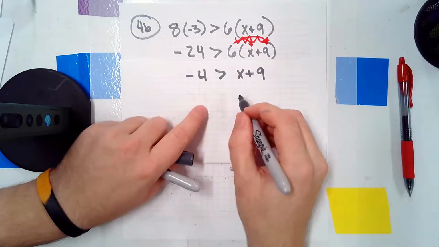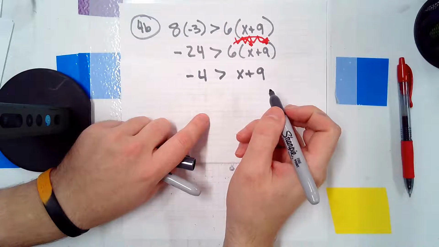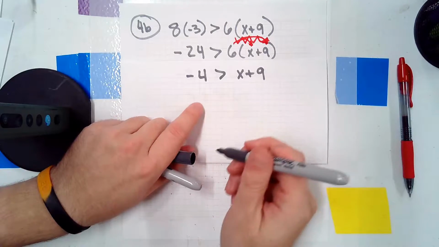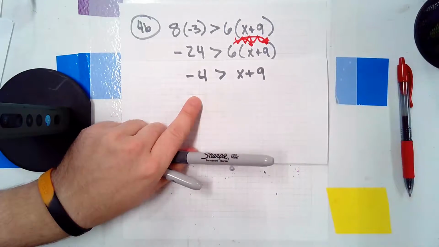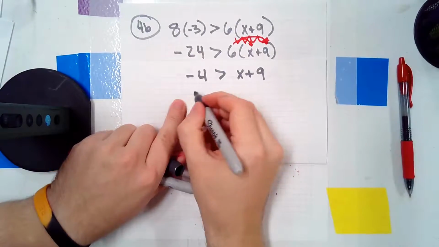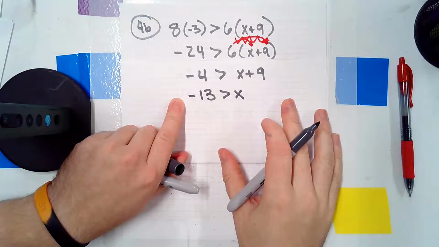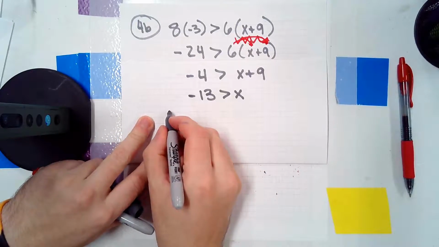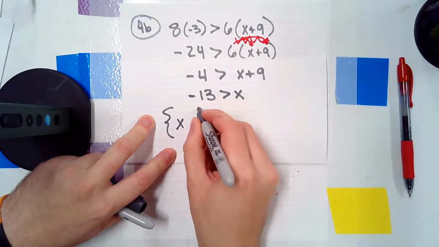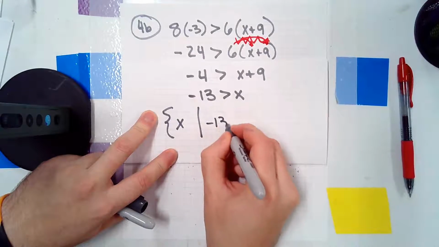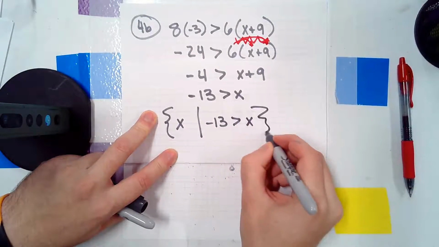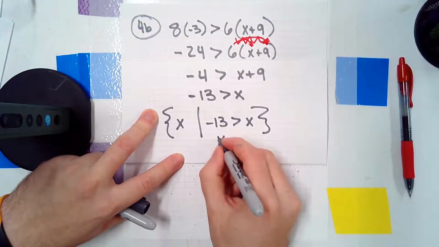So I'm going to subtract 9 now. I didn't have to flip the sign, right? I divided by 6, which is a positive number. Subtract 9, we get negative 13. So now, set notation. X can be any number, so I'm just going to do that. And then I know that negative 13 is greater than x. I would probably flip the whole thing there and write it like this.